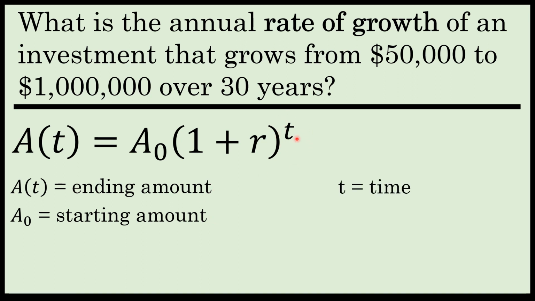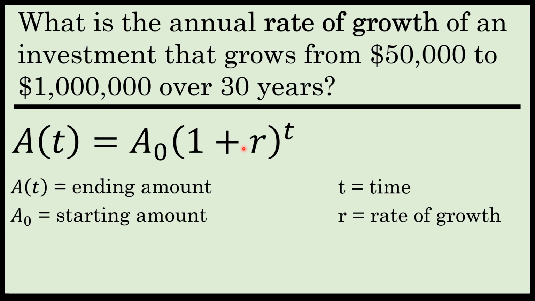In the exponent of the formula is t, which stands for time. We're looking for an annual rate of growth in this problem, so t will be measured in years. And finally, r in the compound interest formula stands for the rate of growth. It's a percentage written in decimal form.